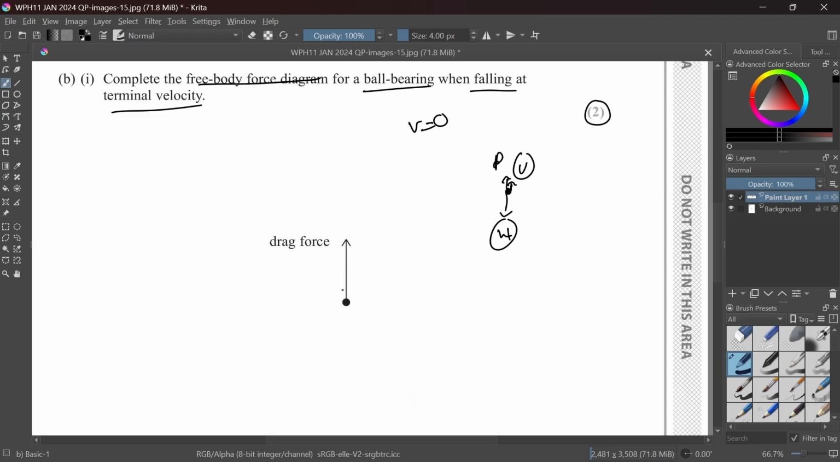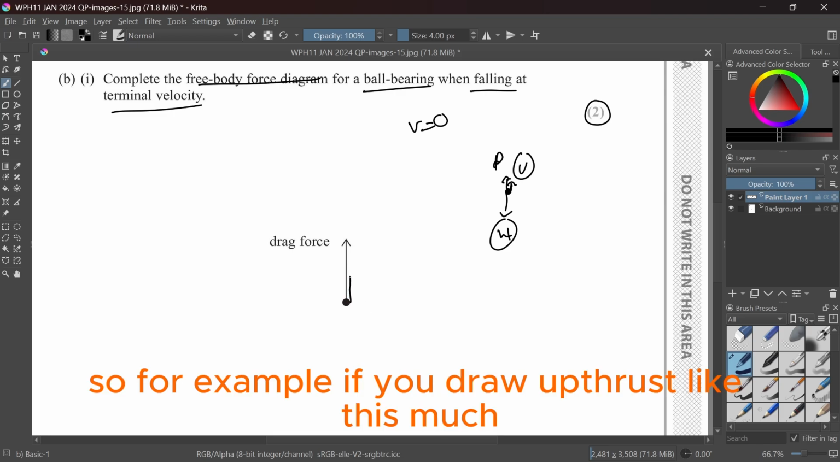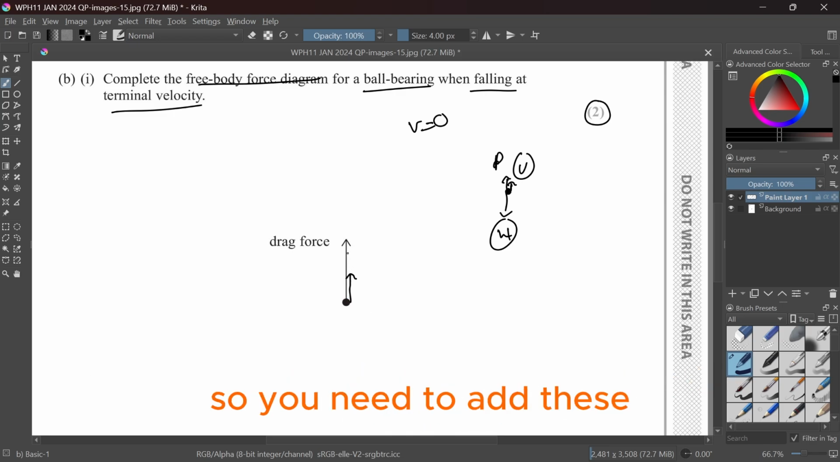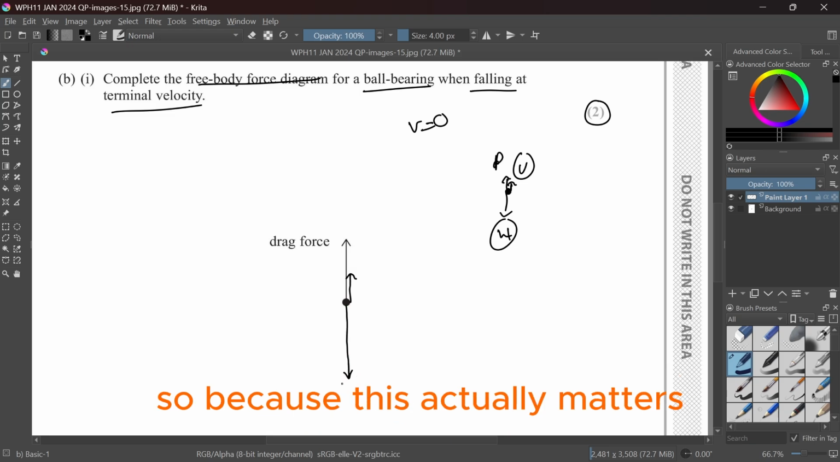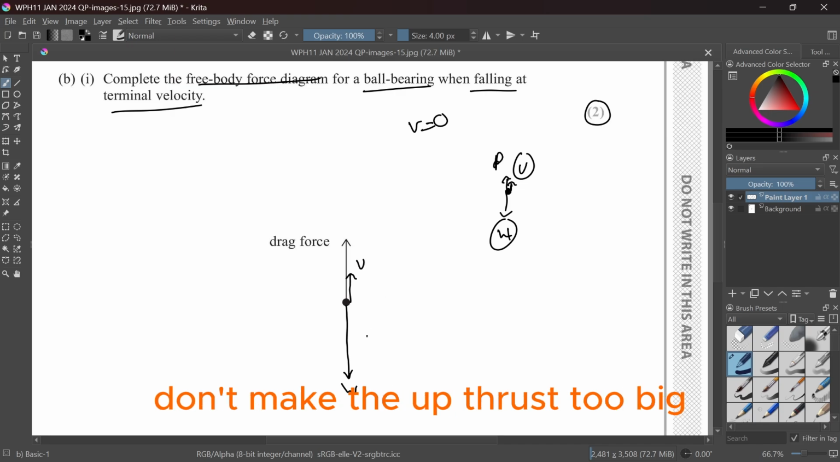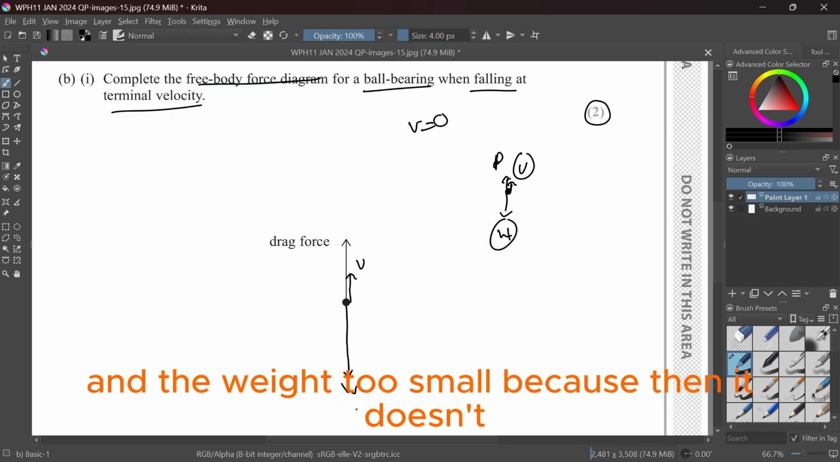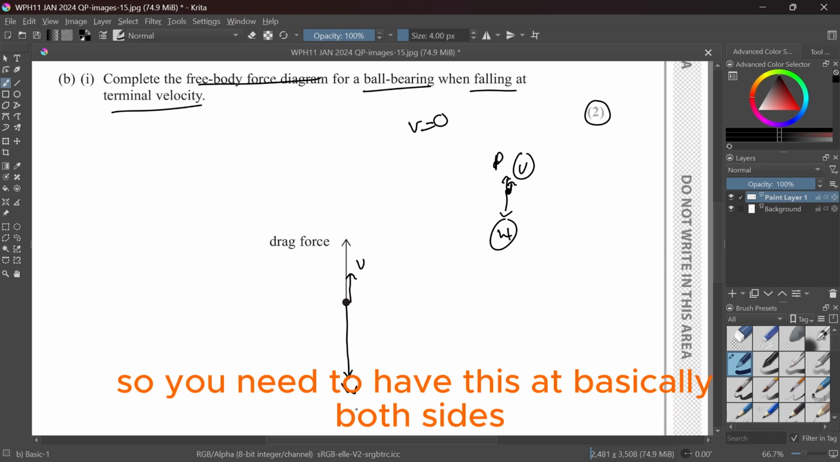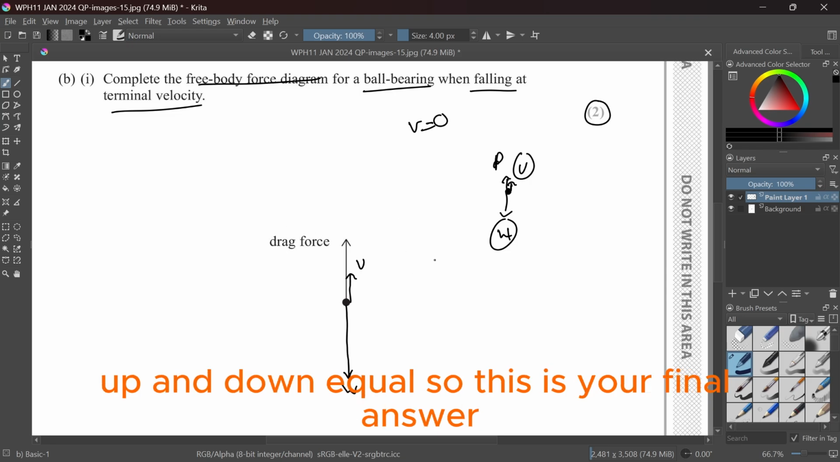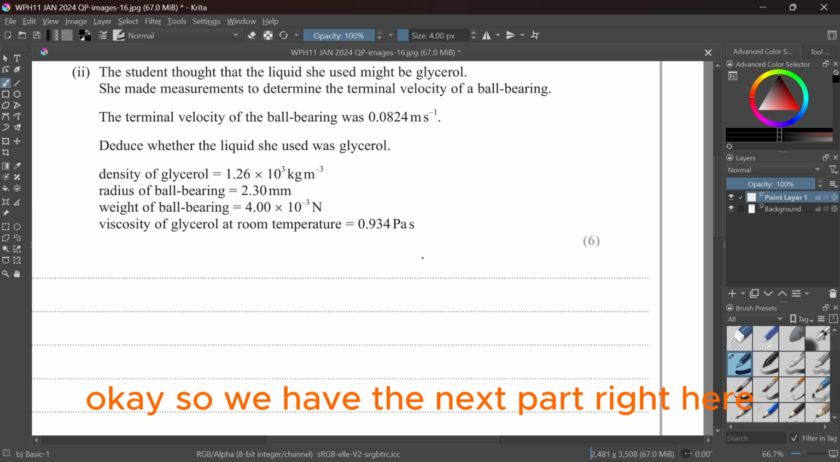Up and down. So for example, if you draw up thrust like this much, you need to add both lines up and make the weight according to it, right? This actually matters, so don't make the up thrust too big and the weight too small, because then it doesn't remain at the terminal velocity, right? So you need to have both sides, up and down, equal. So this is your final answer. Okay, so we have the next part right here.